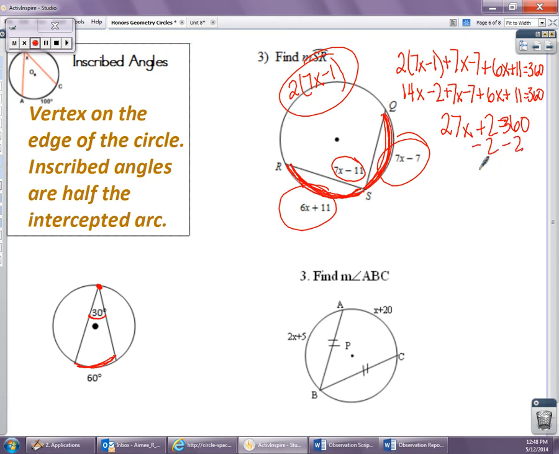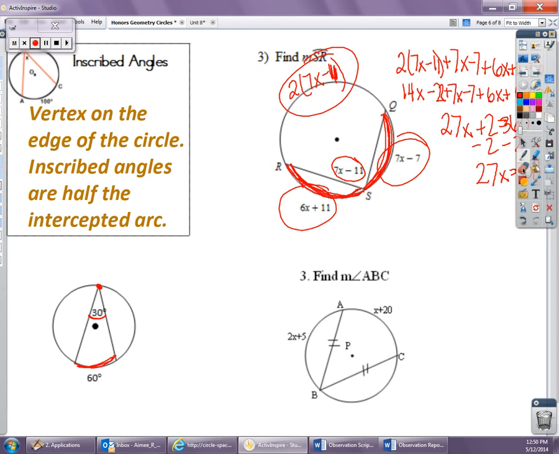Subtract 2 from both sides. 27x equals 358. Alright, I just realized that I didn't get my 11 up here. Sorry about that. Okay, so when I distribute, it'll be minus 22. And so that'll be minus 22 plus 7x. And that'll make my subtraction down here a little bit different. So let's change this.